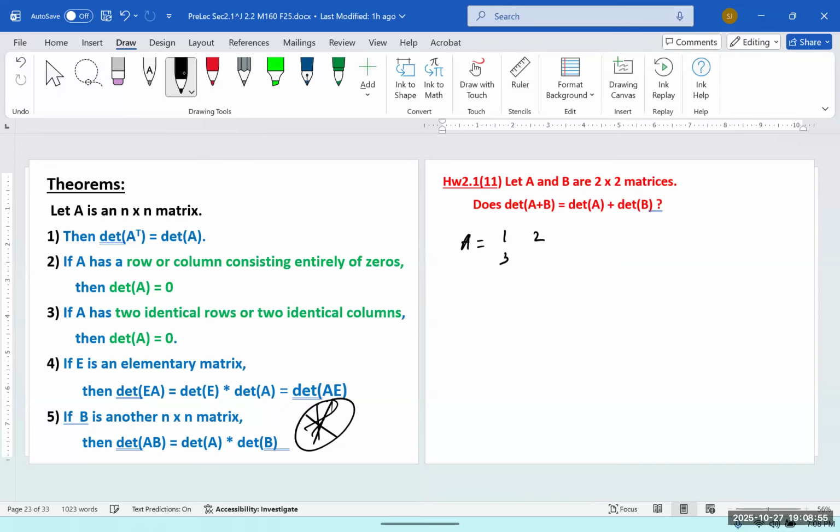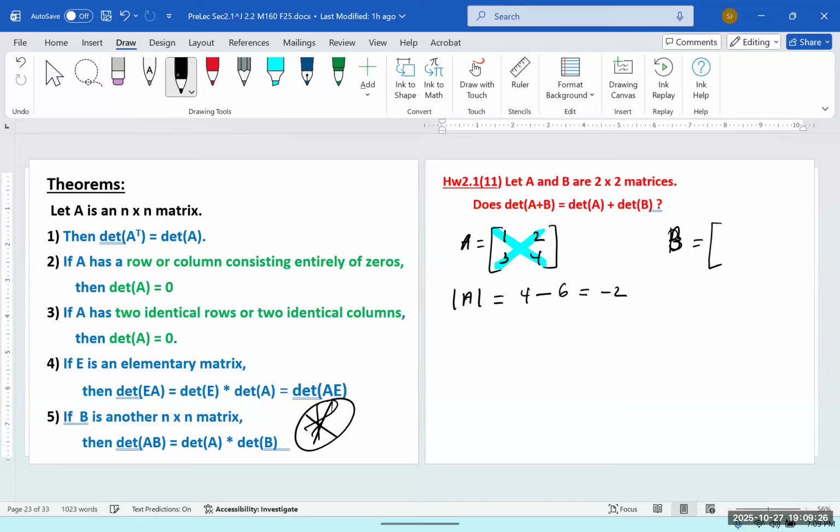1, 2, 3, 4. So what's the determinant of 1, 2, 3, 4? Do you remember how to find determinant? 4 minus 6. So right minus left. Our right diagonal is 1 times 4, 4. And you're subtracting 3 times 2, 6. That gives us -2.